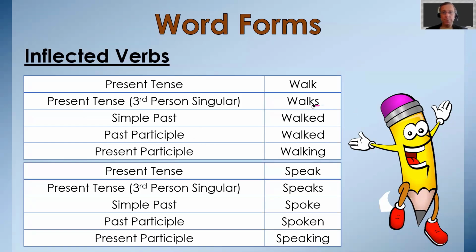That's a regular verb. Speak is an irregular verb. The present tense is speak, and the third person singular is speaks in the simple present. It's irregular in the simple past. It's spoke. The past participle is also irregular. It's spoken. And the present participle is speaking.